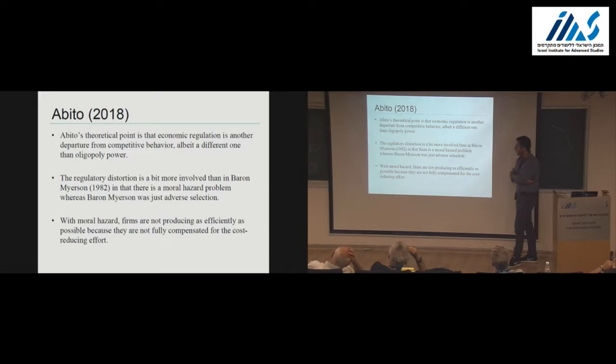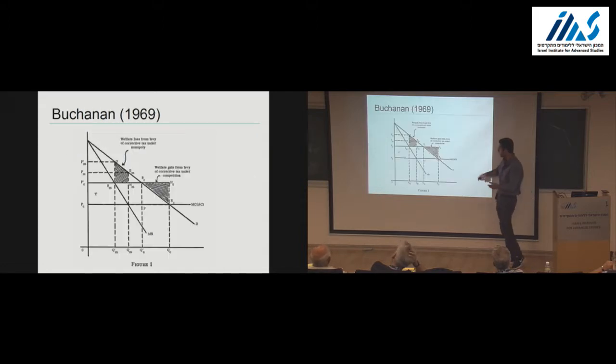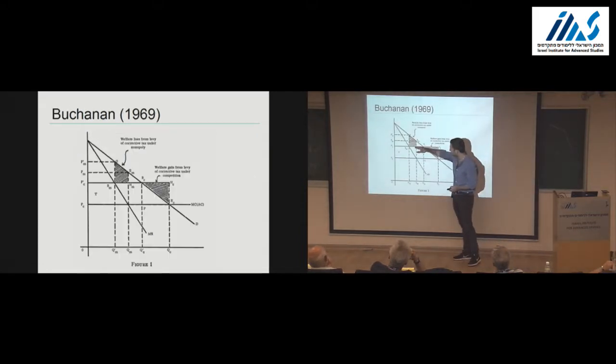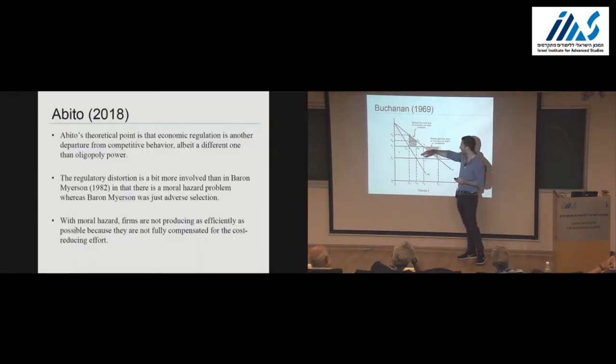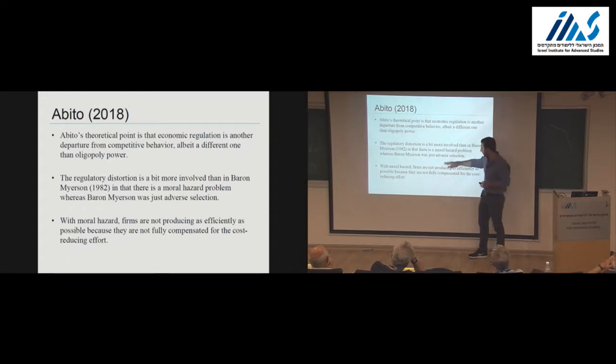Now the regulatory distortion here is a bit more involved than Baron-Myerson. There's also going to be a moral hazard problem. There's adverse selection and moral hazard. Okay, so his departure is not just that there's a monopoly who's pricing unconstrained. It's different than the Buchanan point. What they share is that they're both not competitive situations. The Buchanan point is an unconstrained monopoly charging a high price. In Abito's world, there are these asymmetric information distortions which keep you away from the competitive level.